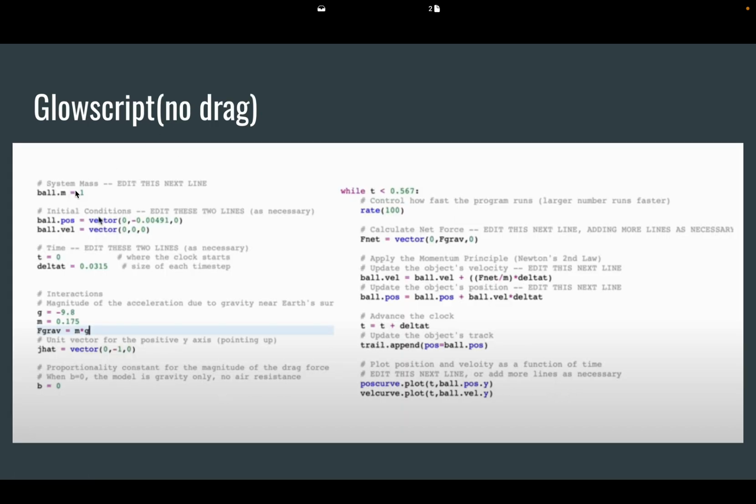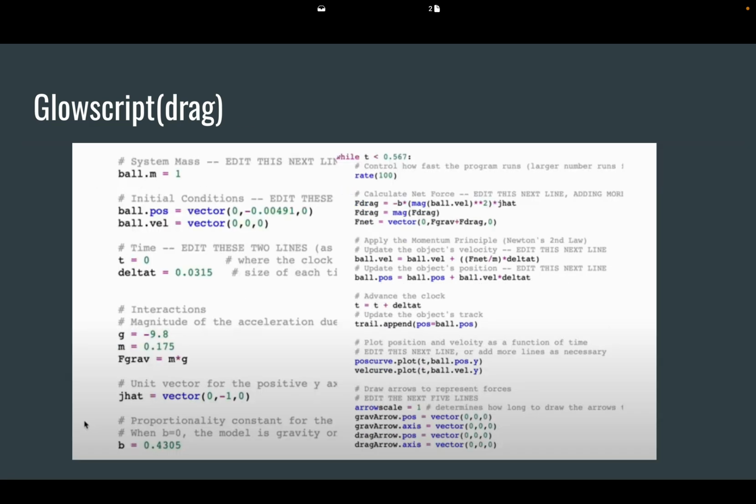This was some of the initial data that we had: the initial position, the velocity, the mass, the time intervals. The mass is 0.175 kilograms, and some of the formulas that we discussed earlier. This is what we used to compute the position data.